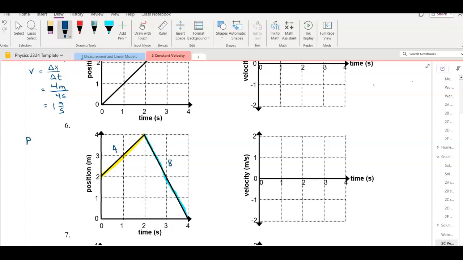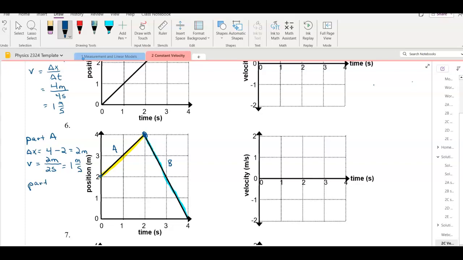So in part A of the trip, the displacement is the final minus initial. Well, for part A, the final position is up here at position 4, and it started at position 2, so its displacement was 2 meters. And so its velocity was the 2 meters that it moved for that part of the trip, and the time for that part of the trip was 2 seconds, so it was 1 meter per second.